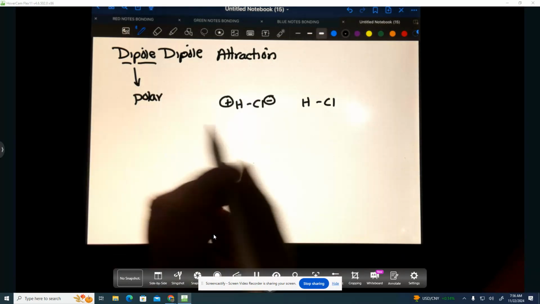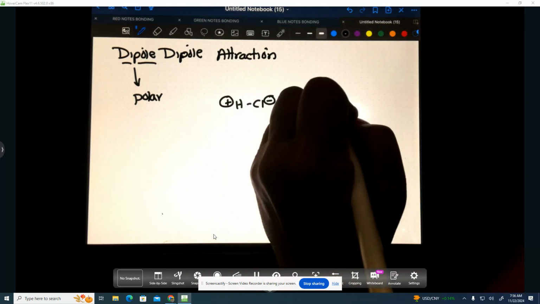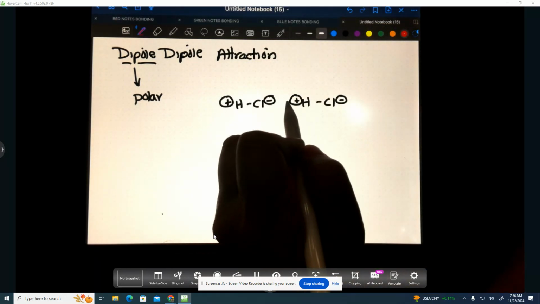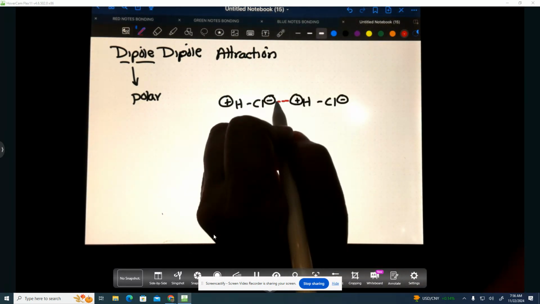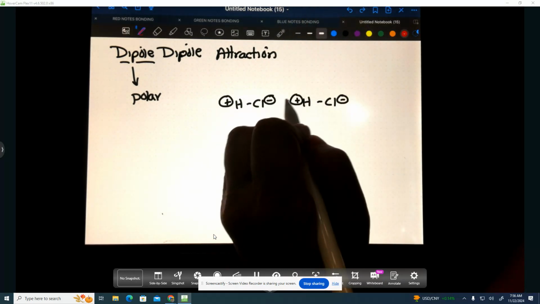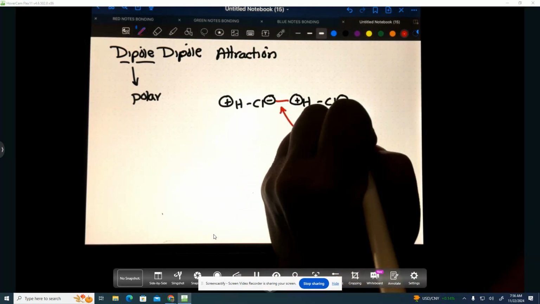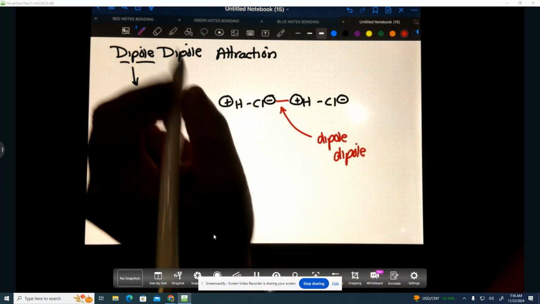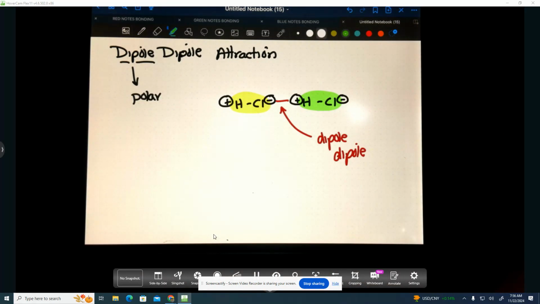They have poles. They have a positive pole and a negative pole. And then this one also has a positive pole and a negative pole. And they're going to be attracted to each other. Generally, we draw this with a dotted line, but if I want to erase it, I have to hit back a bunch of times. So I'm just going to do it with a red line. Okay? That is called a dipole-dipole attraction. Here's a dipole. Here's a dipole. Here's a different dipole. And they are attracted to each other. That's dipole-dipole attraction.